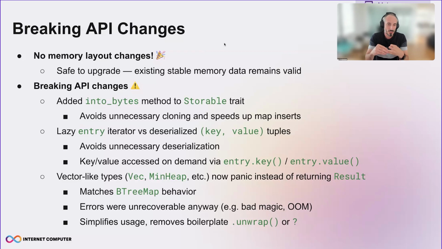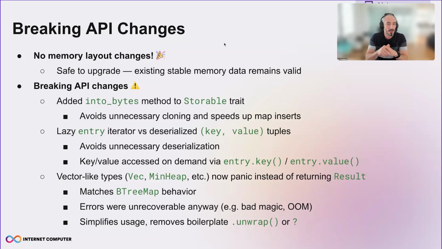The second change is that we changed the iterator. Now it iterates over a lazy entry, which avoids the deserialization of key and value every time. So it's not iterating over key-value tuples anymore, and you only access keys and values on demand if you really need them.